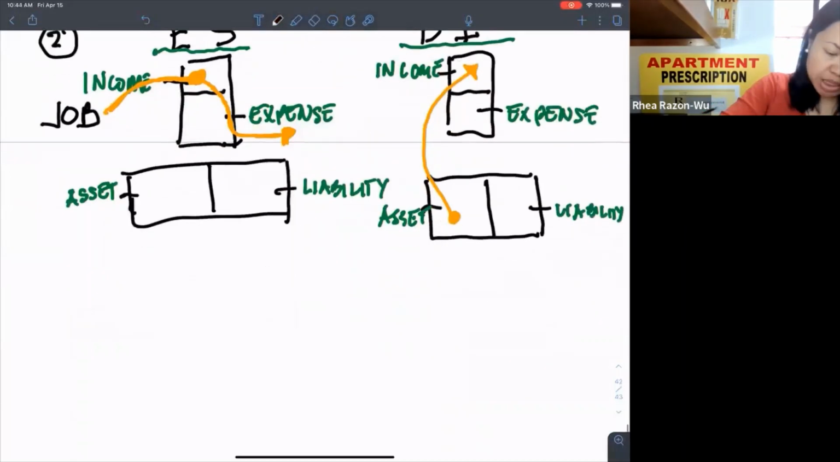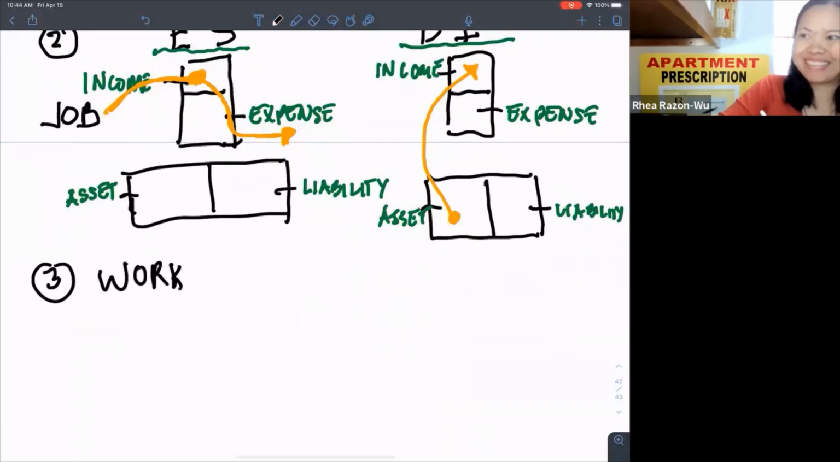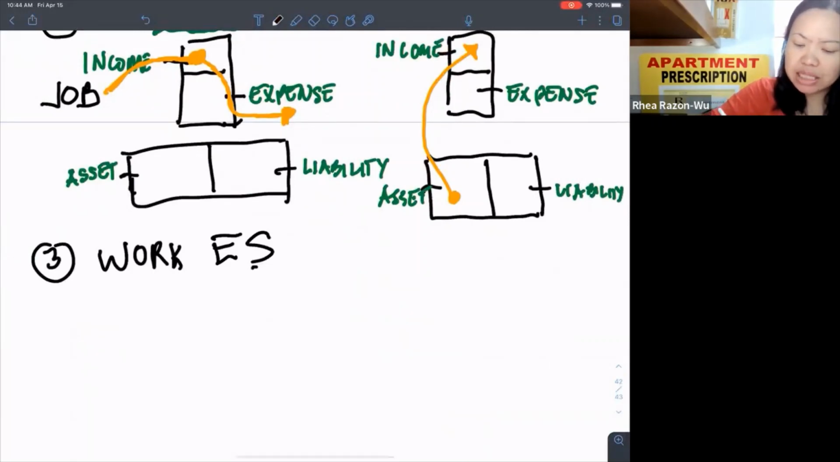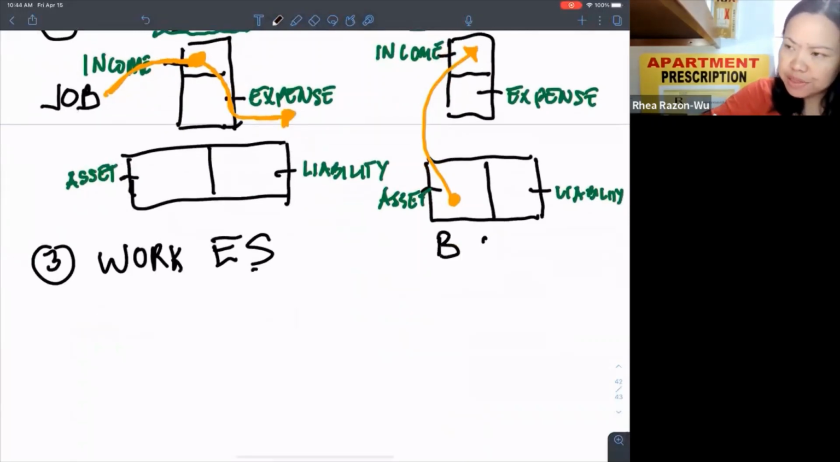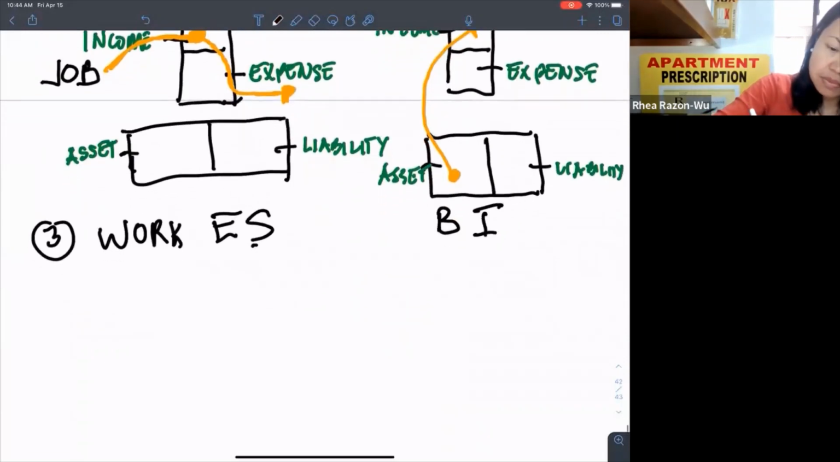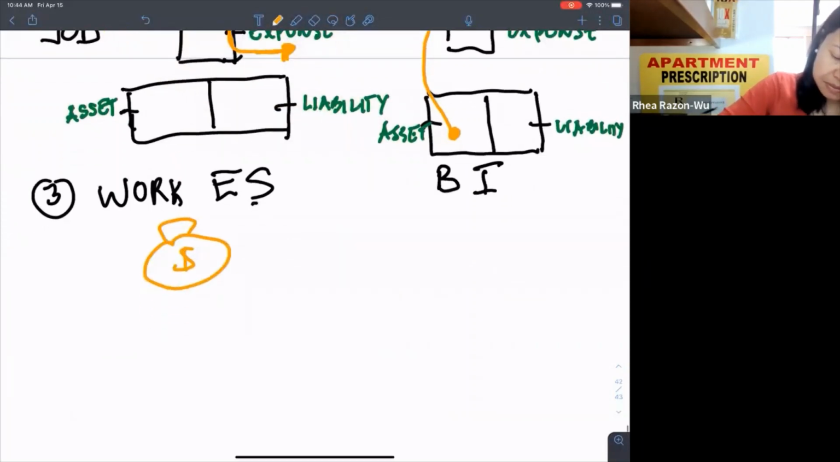Third point, work. This is very important. The E, employee, and the S, self-employed, specialist, small business, versus the big business and the investors. So the E and the S work for this.